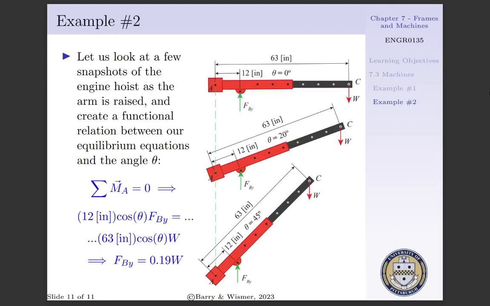In doing such, FBY acts on a moment arm of 12 inches cosine theta that is going to create a counterclockwise rotation about point A, whereas our weight is going to act on a moment arm of 63 inches cosine theta, creating a clockwise rotational tendency. We have cosine theta on both sides of our equation, and we find FBY is equal to 0.19 times the weight. That is to say, an engine hoist is a well-designed machine such that we have to apply a constant force no matter the angle to lift this engine.